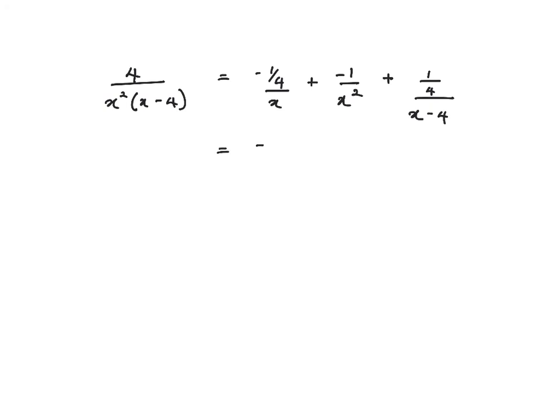So 4 over x squared, x minus 4 equals a, which is minus 1/4 over x, plus b, minus 1 over x squared, plus c, 1/4 over x minus 4. I can just maybe tidy that up, so it's minus 1 over 4x, minus 1 over x squared, plus 1 over 4 x minus 4. Now what we want to do is to integrate that.